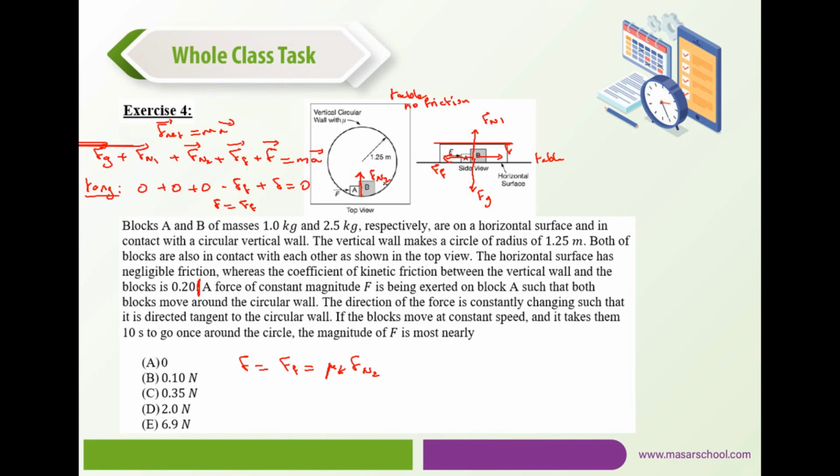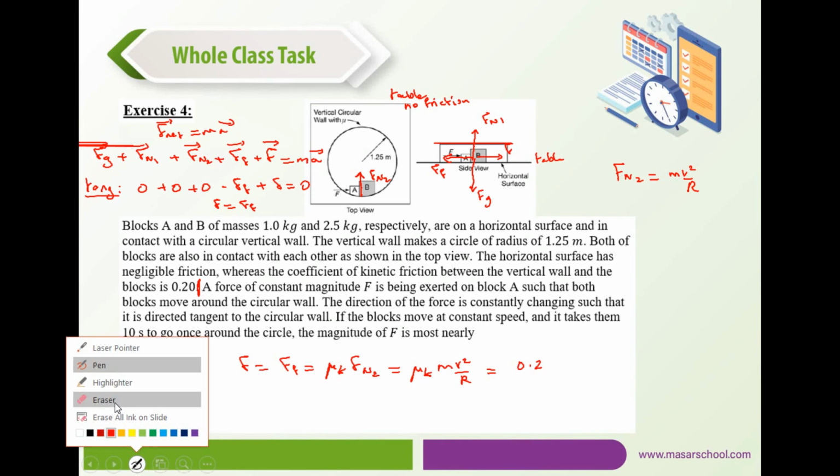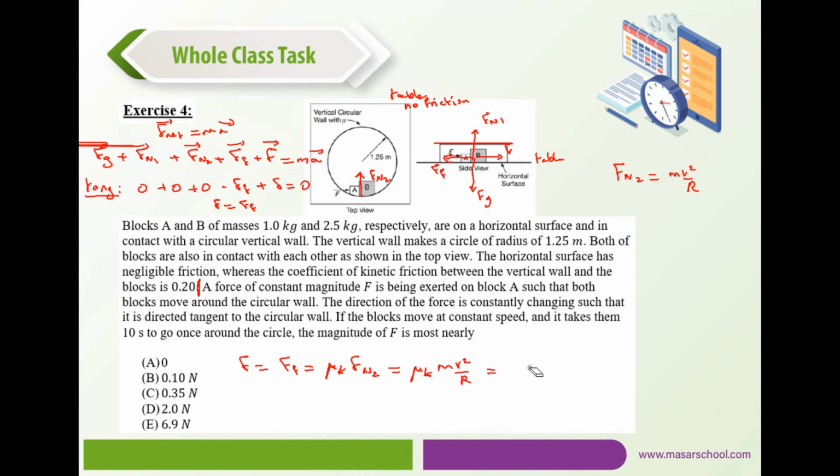Now what is the value of Fn2? It's the only force acting toward the center, and we can say that Fn2 would be mv square over r, and that would be mu k mv square over r. Mu k is given by 0.2. Now before I replace the value of mu k, let me do the following. We don't have the speed of the blocks along which they are traveling along the circle. Then we need to find the expression of the speed.